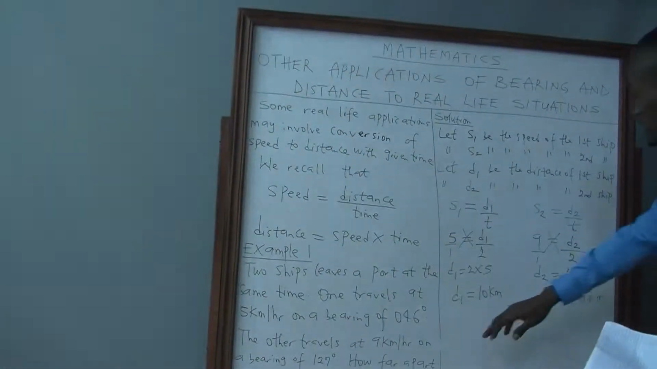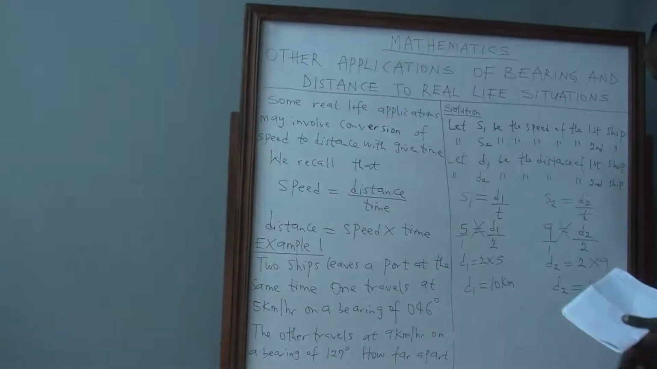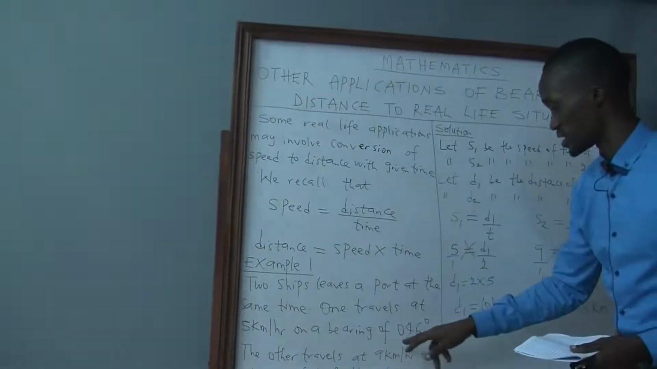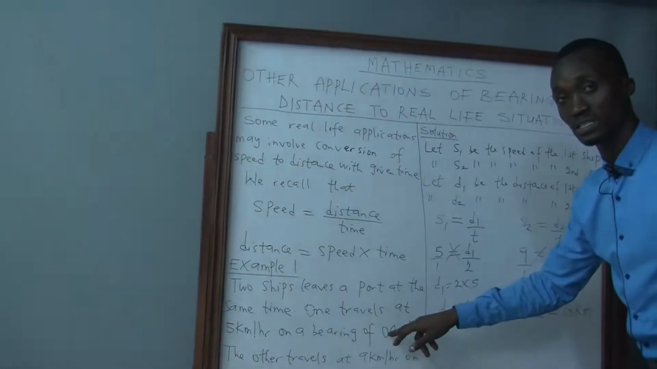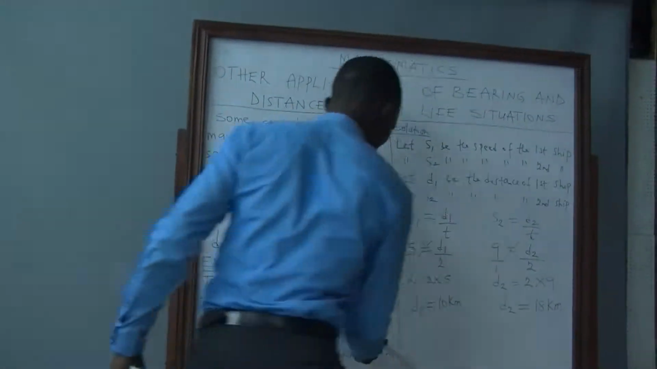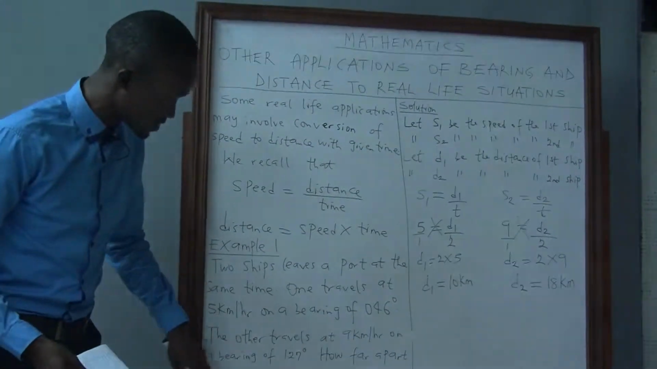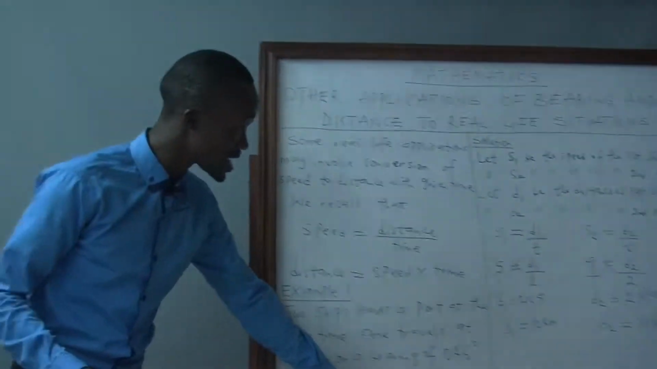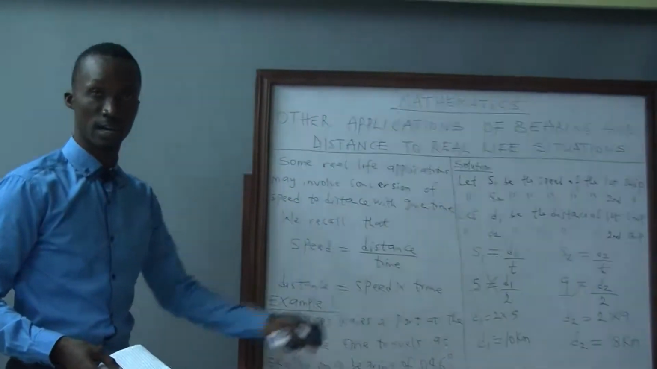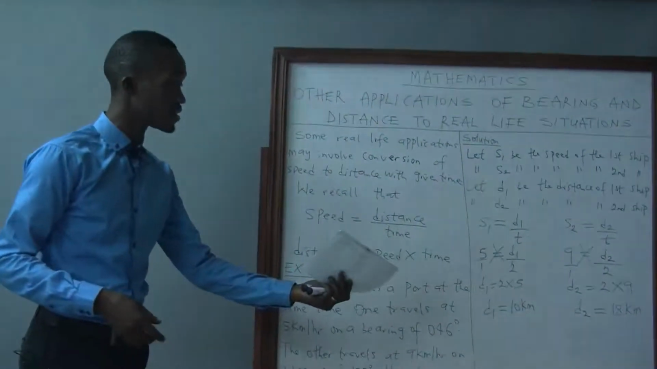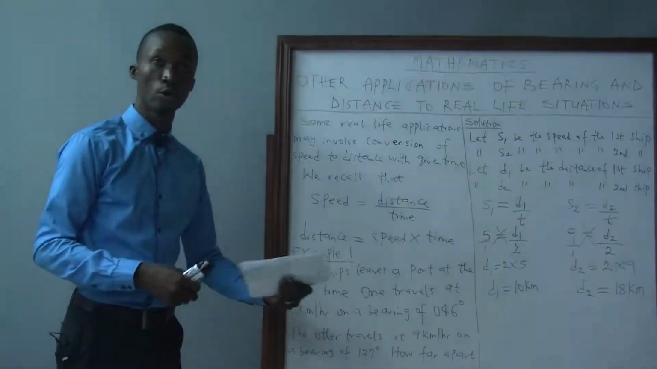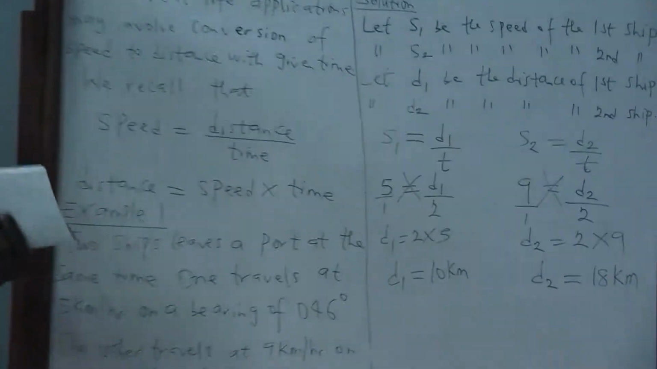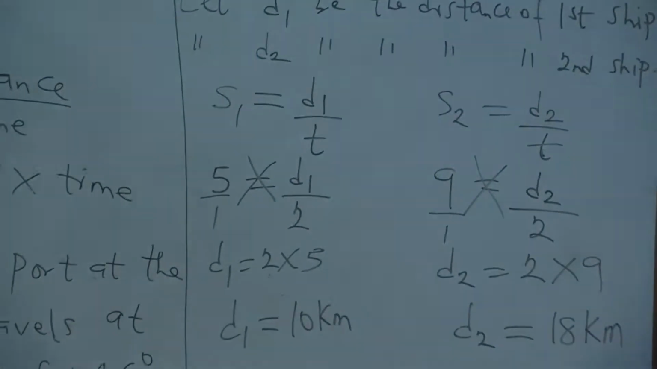Now we have the distance covered by the first ship, we have the distance covered by the second ship, and they've given us their bearings. The bearing of the first one is 046 degrees, while the bearing of the second one has been given as 127 degrees. So the next thing we do is to sketch our diagram. After sketching the diagram, we will know if we are to apply the sine rule or the cosine rule.